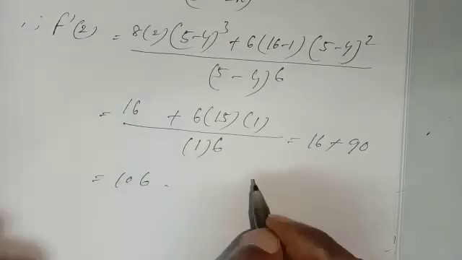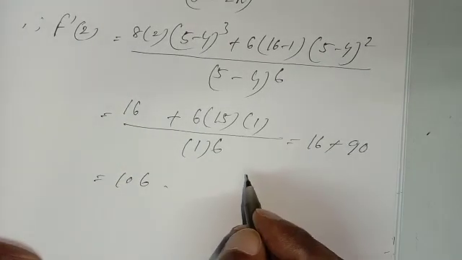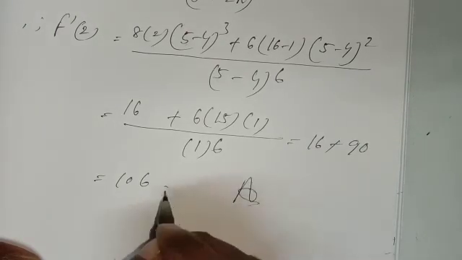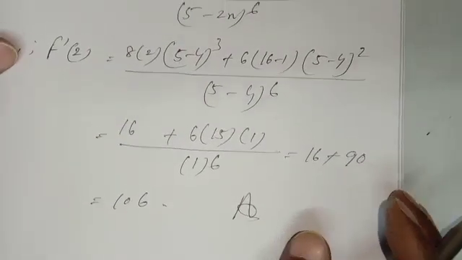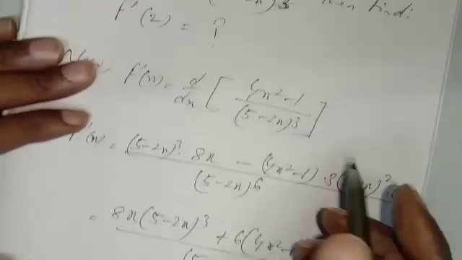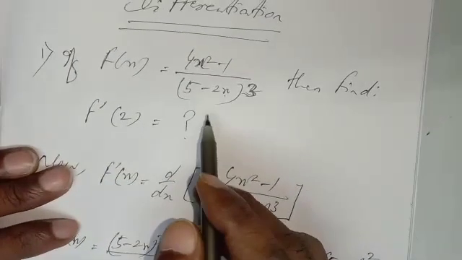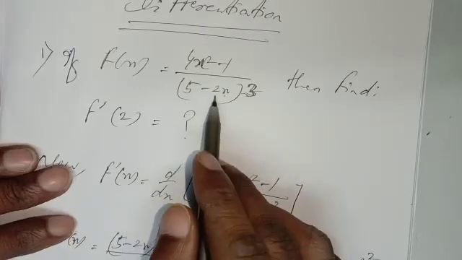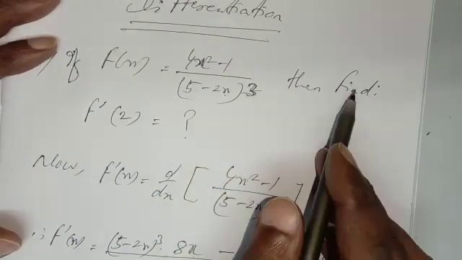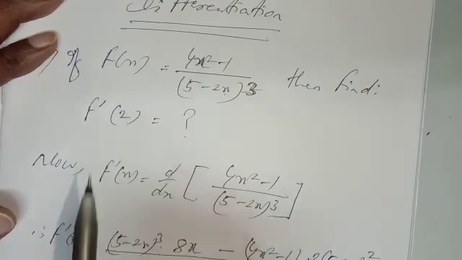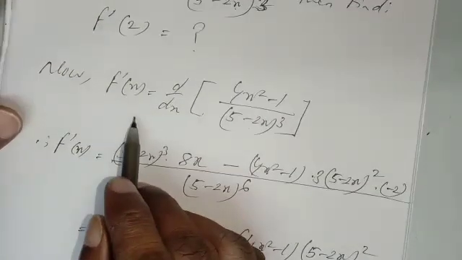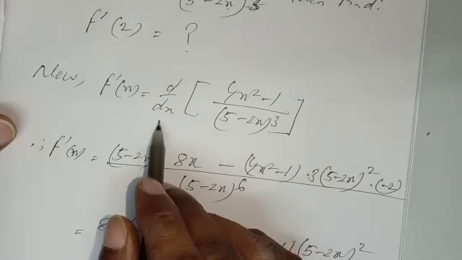So what is the answer? 106 is the answer. I think it is clear for you. Very important question. Chapter name is differentiation for class 11. F of x is given as (4x square minus 1) by (5 minus 2x) whole cube. You have to find out f dash 2, meaning the derivative of the given function at x equal to 2. So before that you have to find out f dash x, the derivative of the given function dy by dx.